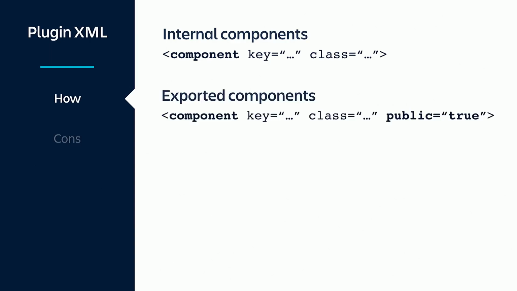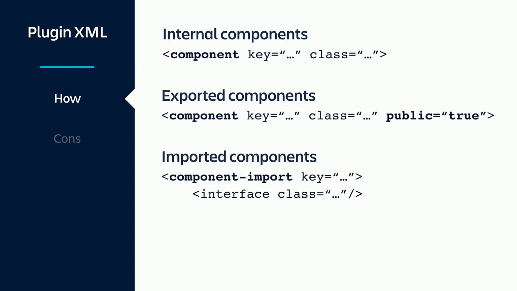To export a component, it's much the same thing. You just have a component tag, but you add the public equals true attribute, and that will cause your component to be exported to OSGi. To import a component, it's not too different. You just say component import, you give it some key, and you say what interface you're looking for in the service registry.